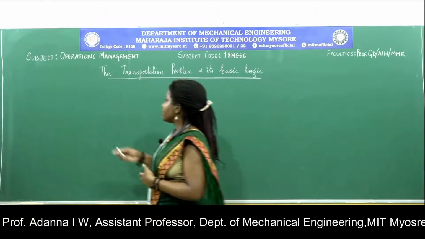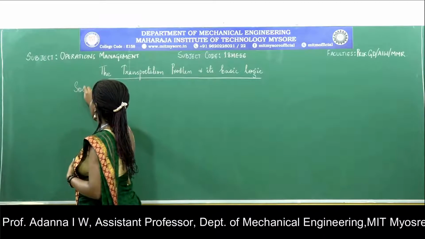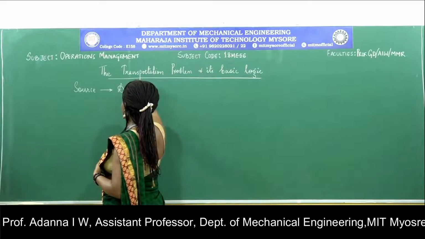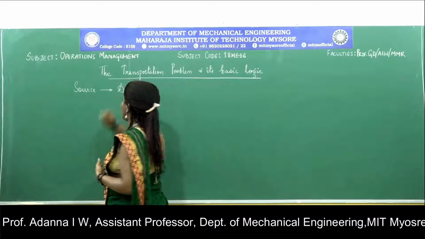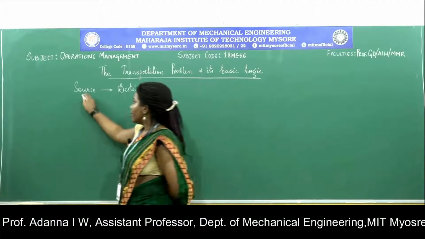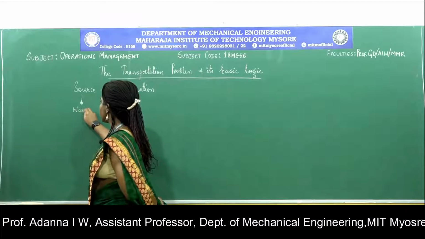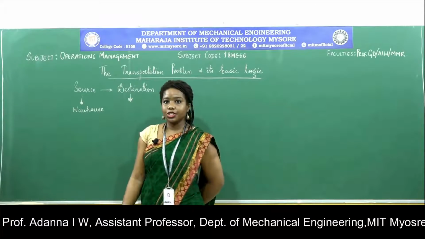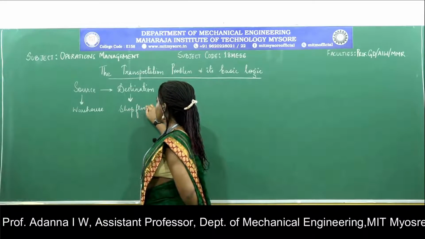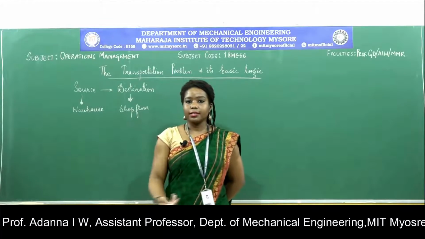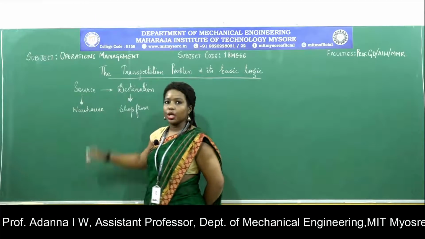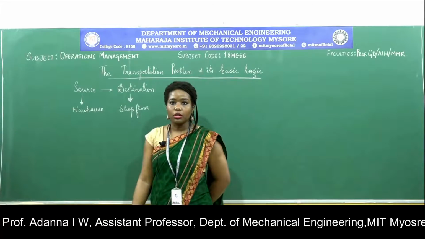If we have some sort of a source and we want to move something from this source to a particular destination, we use what is called a transportation problem. This source could be a warehouse, and the destination could be either the shop floor or customers or whatever it is. So when we are talking about movement of material from one source to a destination, we use the transportation model or the transportation problem.